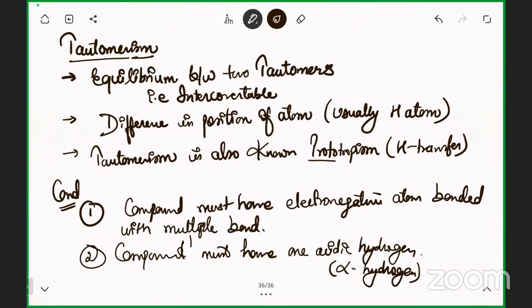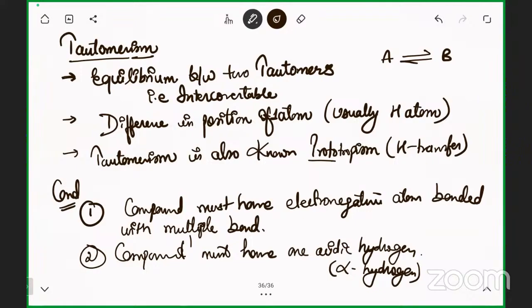Sir, can you explain once again? I said in tautomerism, there must be equilibrium between the two tautomers. It means they are interconvertible. If A is forming B, then B can again convert into A. That is called equilibrium establishment. Second thing I told you, there must be a difference in the position of one atom, and usually that atom is hydrogen. Hydrogen is also known as proton, so that's why tautomerism is also known as prototropism.